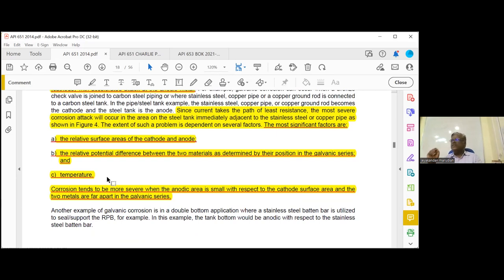Temperature and the corrosion rate are related. When the temperature increases, the corrosion rate also increases. Corrosion tends to be more severe when the anodic area is small with respect to the cathodic surface area and the two metals are far apart in the galvanic series.